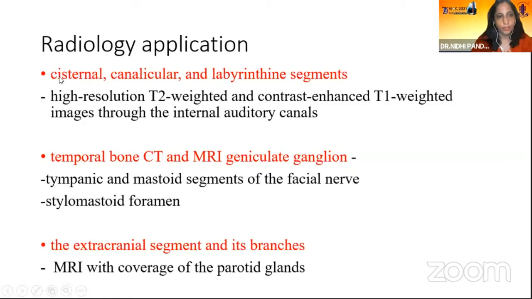Coming to radiology, if we are suspecting a lesion at the cisternal, canalicular, and labyrinthine segments, it's important to mention that the images have to be focused at the internal auditory canals, and high resolution T2 weighted and contrast enhanced T1 weighted images should be ordered. A temporal bone lesion like a fracture, or an affection of the internal ear, requires an MRI of the geniculate ganglion along with the temporal bone CT to cover the tympanic and mastoid segments and the stylomastoid foramen. The extracranial segment needs evaluation of the parotid gland area.